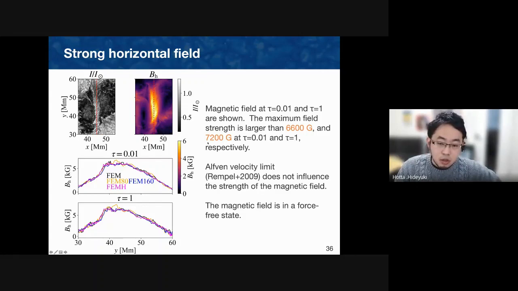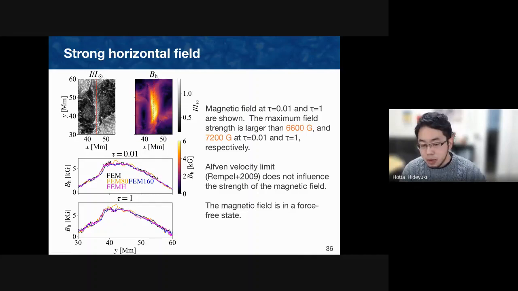As I explained, we adopt the Alfvén velocity limit. This is suggested by Matthias Rempel. And we also change the Alfvén velocity limit, and this doesn't change the result. So this means that the magnetic field is in the force-free state, and this very strong magnetic field is maintained.